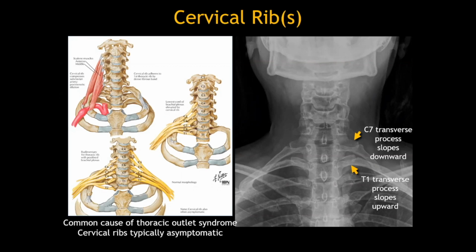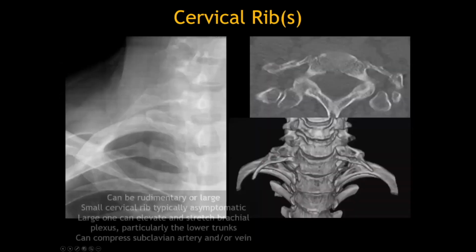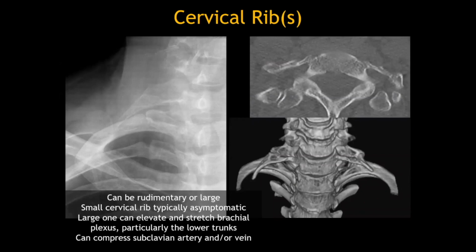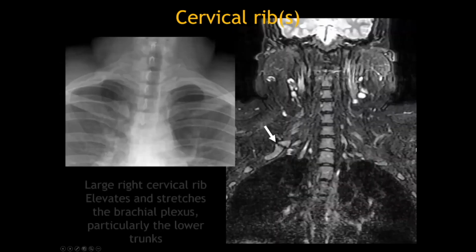But one thing that helps you distinguish these two is that the C7 transverse process slopes downward, whereas the T1 transverse process slopes upward. So if you see a rib associated with that downsloping C7 transverse process, then that indeed is a cervical rib. So these ribs, again, they can be rudimentary and small, but they can be large and fully formed. But it's important to recognize that even these small ribs can be associated with thoracic outlet syndrome, and they may be associated with these fibrous bands, again referred to as Roos bands, that can impinge upon the brachial plexus elements.